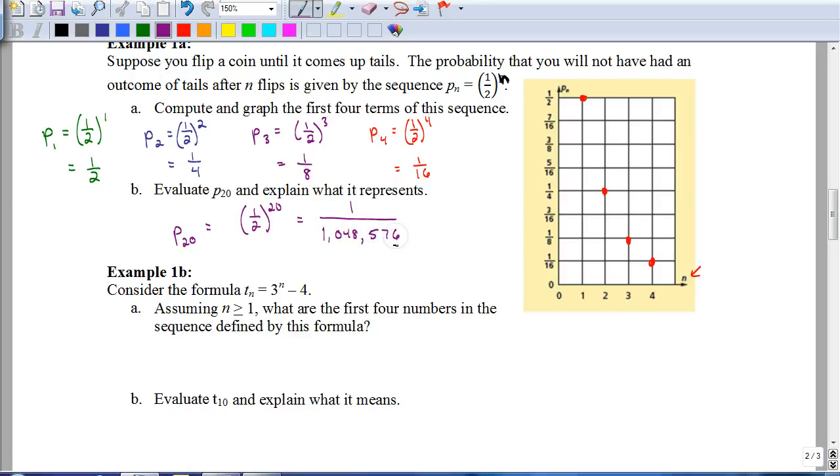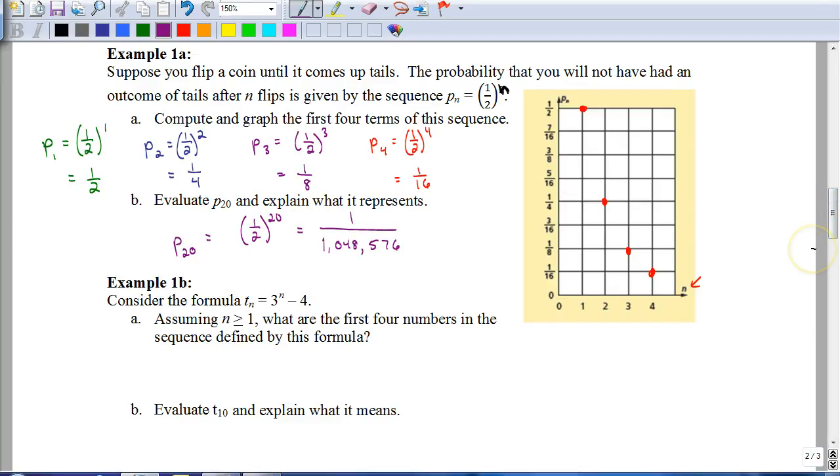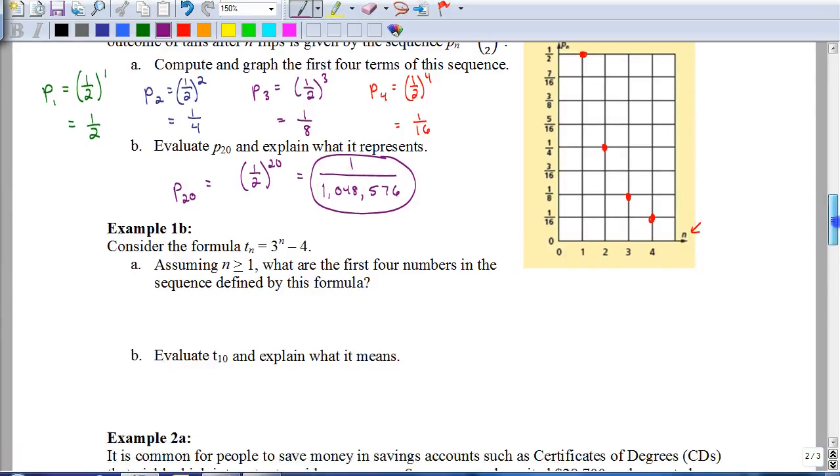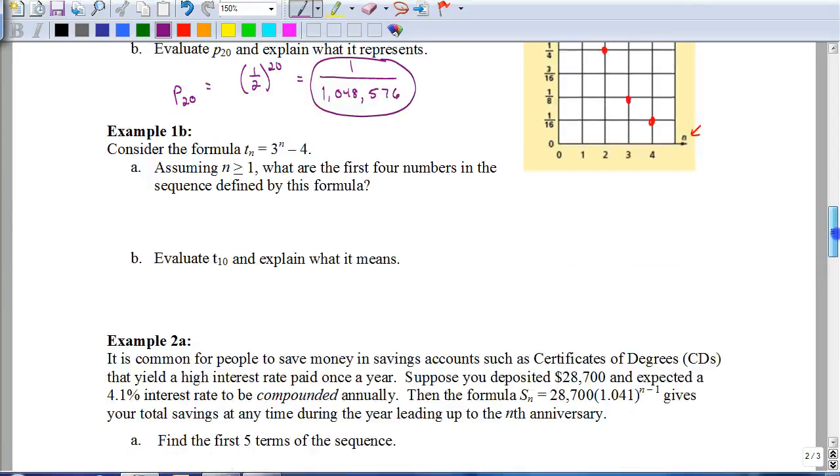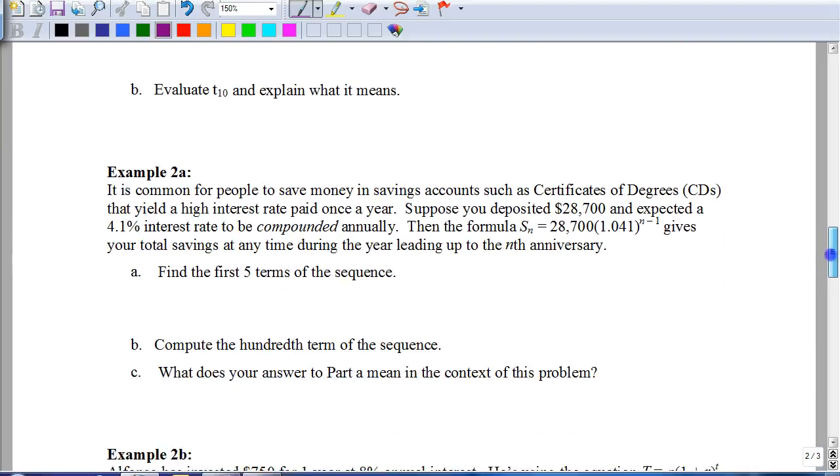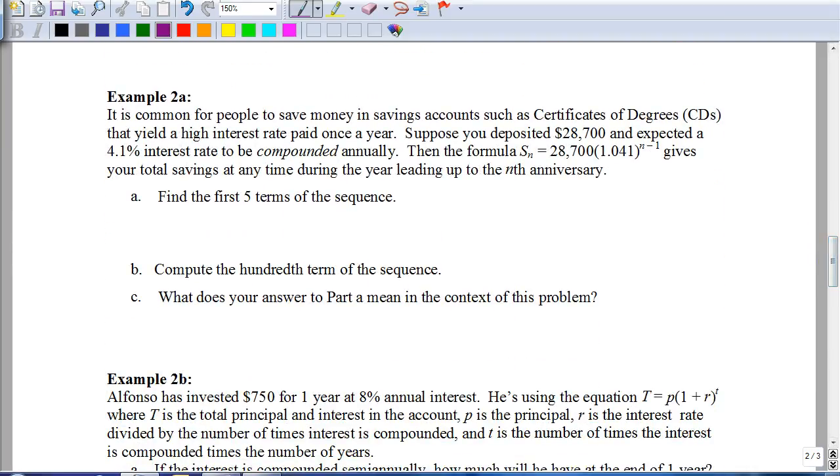1,048,576. Now, it says explain what it represents, and you'll be asked to do that in your assignment, and possibly on a quiz or test, because it's important to recognize what our answers mean. So for that, I go back to the original question. It says this equation gives us the probability that you will not have had an outcome of tails after n flips. So what this means is after 20 flips of a coin, the probability of not getting tails is about 1 in 1,000,000. So it's a very slim possibility. But if you're watching Dumb and Dumber, I suppose you could look at it that you would still have a chance. Okay, let's look at another story problem here.